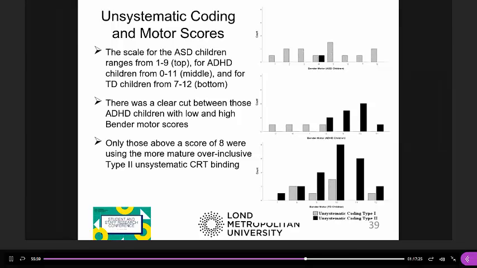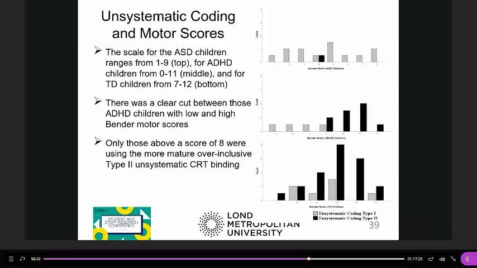And now these are three plots. So we have the first plot. These are the Bender motor scores in children with autism. So these are frequencies. See here the count. And now we make a difference between unsystematic coding type 1 with mainly object place binding and unsystematic coding type 2 with mainly common region binding. So the first plot is with the children with autism. The second plot is attention deficit hyperactivity. And the third plot is just the typically developing children.